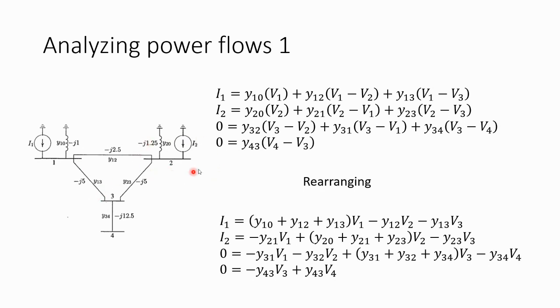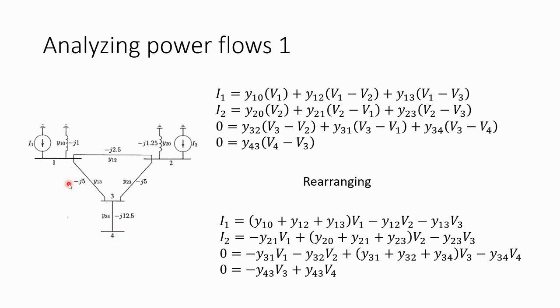When we look at bus 2, the current flowing into bus 2 is I2, and the current flowing away from bus 2 is not given as well. So we assume them as this, and this. Same for bus 3: the current flowing away from bus 3 is this, and there is no current flowing into it. The current flowing away from bus 4 will be this, and there is no current flowing into it.